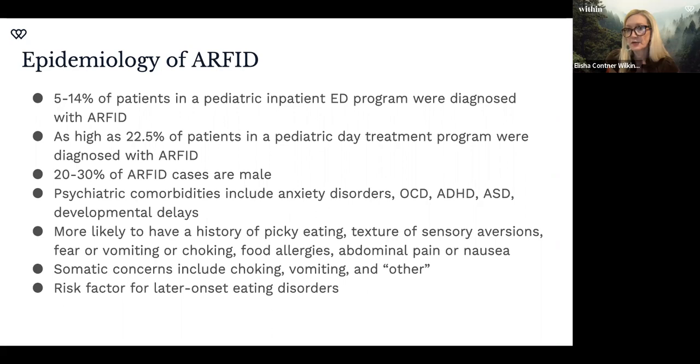We also see significant psychiatric comorbidities such as anxiety disorders, obsessive compulsive disorder, attention deficit hyperactivity disorder, autism spectrum disorder, as well as developmental delays. These individuals are more likely to have a history of picky eating that then morphs into disordered eating. Their texture or sensory aversions, fear of vomiting or choking, food allergies, abdominal pain, or nausea. What we also saw are fears related to contamination, in addition to fears around seeing another person vomit or choke, or seeing individuals experience nausea or difficulties with swallowing. And ARFID is also a risk factor for later onset eating disorders.